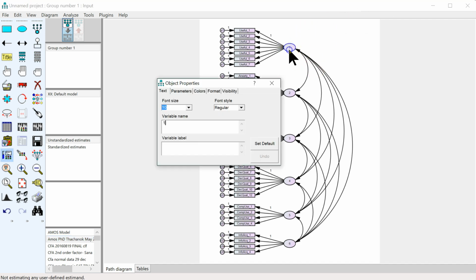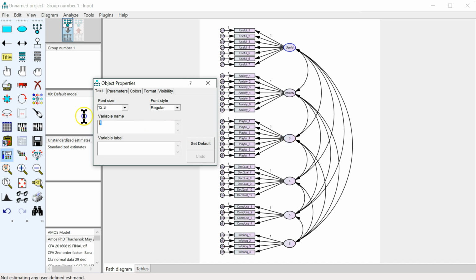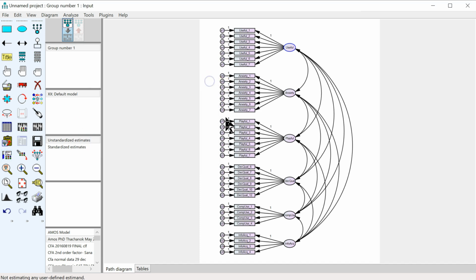Let's go rename these. That's the first thing you should do here. Rename variable to useful. And then this one is anxiety. How do I know? It's because it's attached to those items. Okay, we have playful. Playful. And we have decision quality, decision qual. And we have comp use, comp use. And we have infoac, info acquisition. All right, that's great.